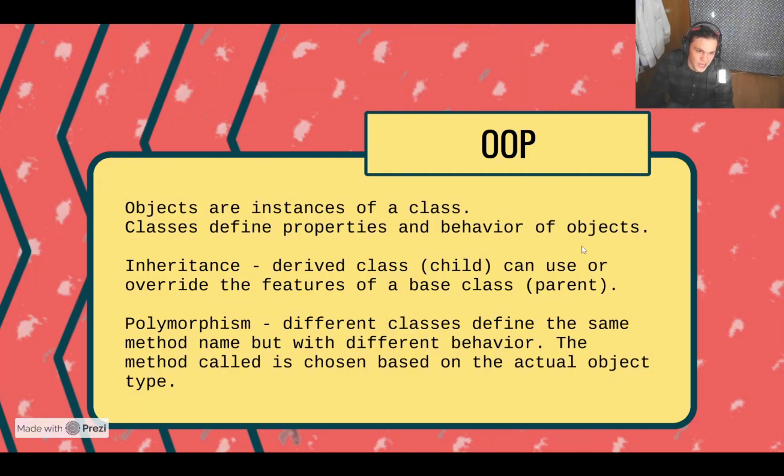Lastly, we're going to talk about polymorphism. Any Harry Potter fans? Polymorphism is an idea that different classes can define the same method name but with different behavior. The method called is chosen based on the actual object type.